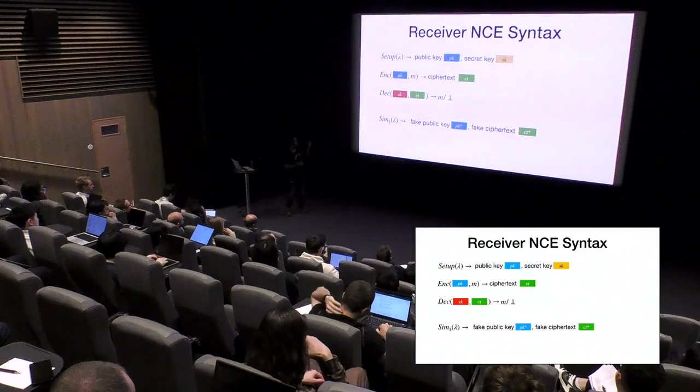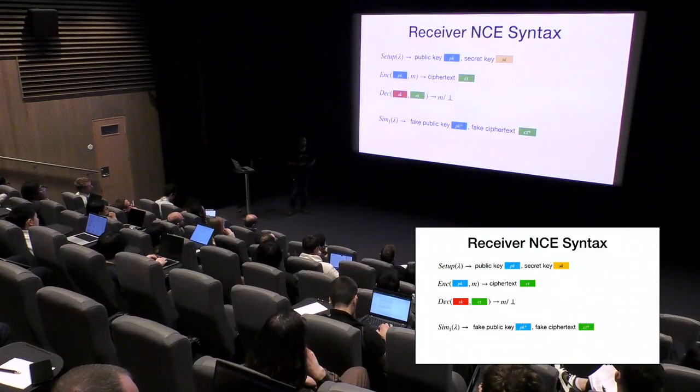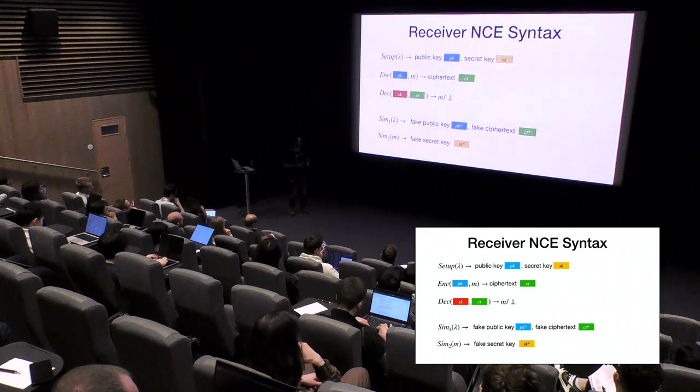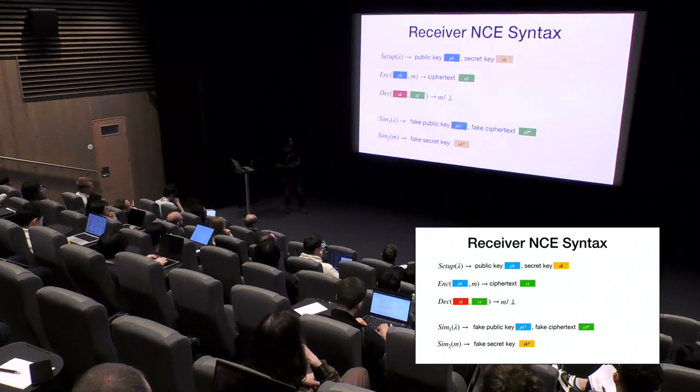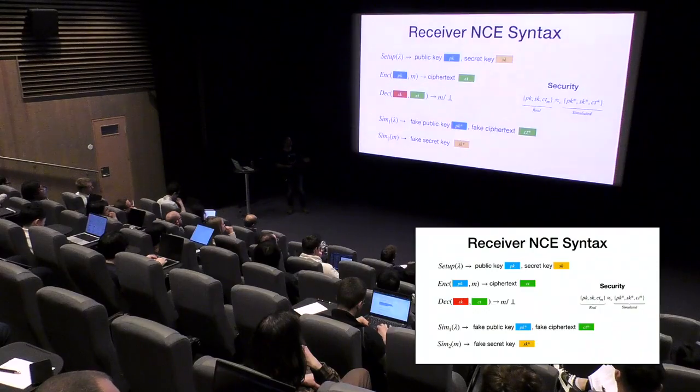In the non-committing world, you have a simulator one, which will generate a fake public key and a fake ciphertext. And there's a simulator two, which, when it sees the message, generates a fake secret key. The simulator two also gets some additional information from simulator one, but I'm just not writing that information. And essentially what you're trying to say is that the real world entities are indistinguishable from the simulated world entities.